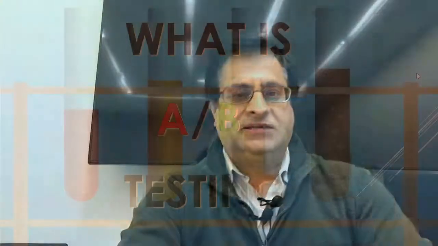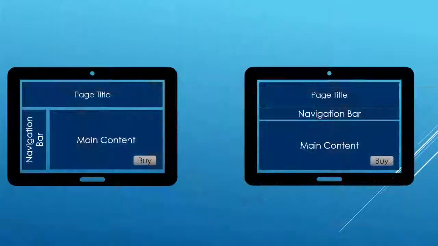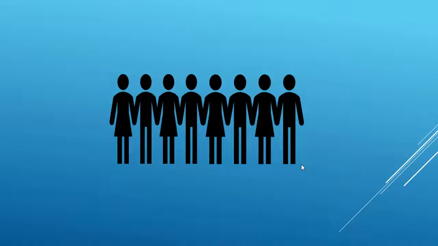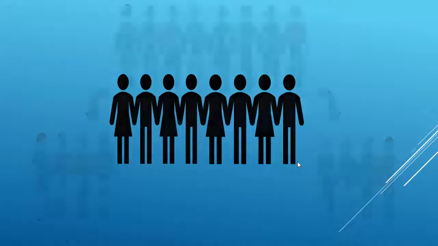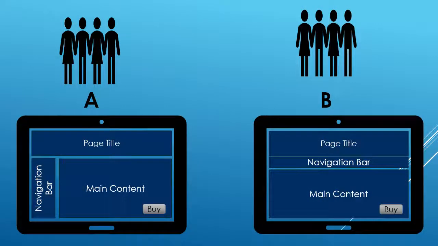So let's talk about what is A-B testing. A-B testing is a way for you to test two versions of a web page, an ad, or an app feature. So you randomly split all your customers or users into two equal groups, A and B, and then show them these two variations. Let's take an example.